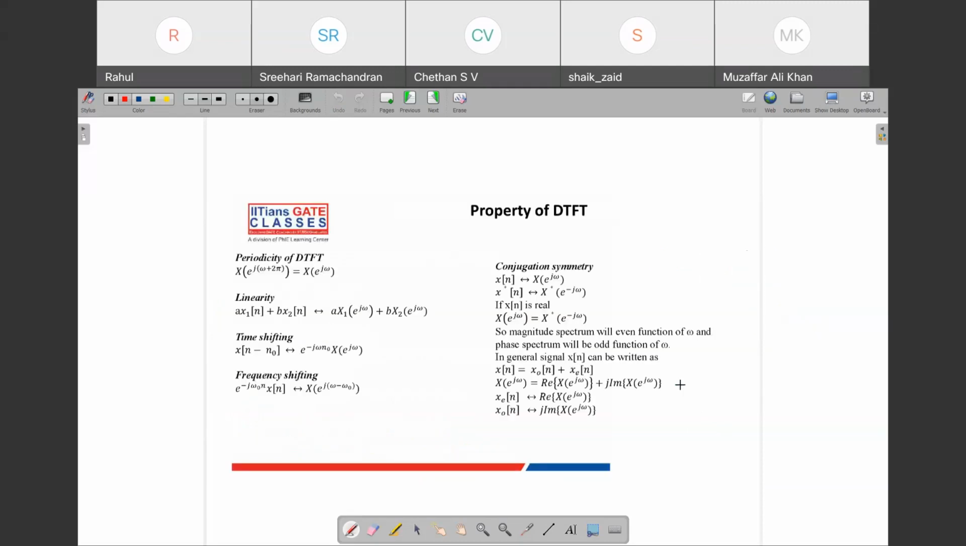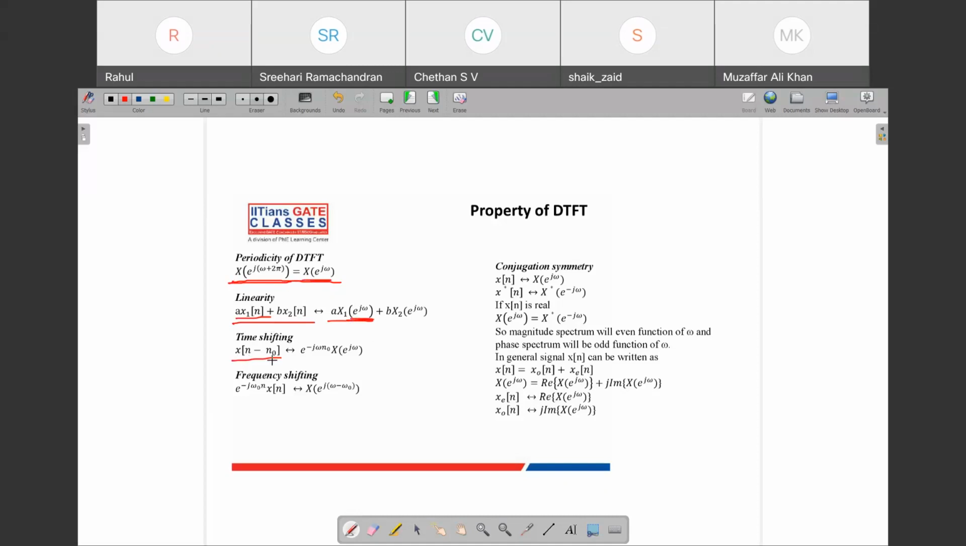So the first property of the DTFT is periodicity. In the time domain it is aperiodic, but in the frequency domain it will be periodic, and the periodicity is 2π here. But in the case of continuous time, this was not the case; in continuous time, it was aperiodic. Next is linearity, which is pretty easy. Whatever scaling you're doing here, you need to do in the frequency domain also.